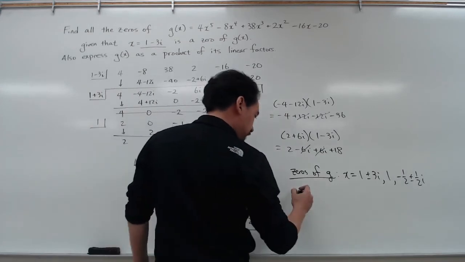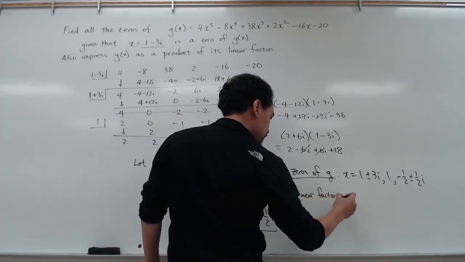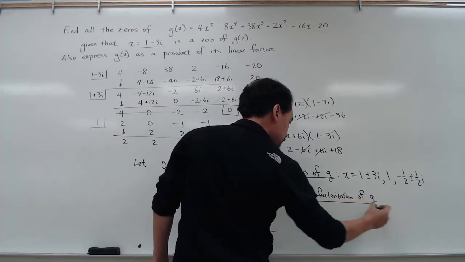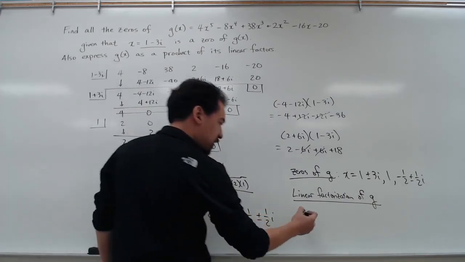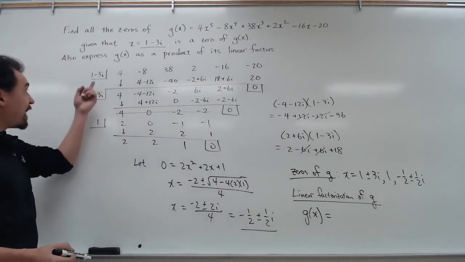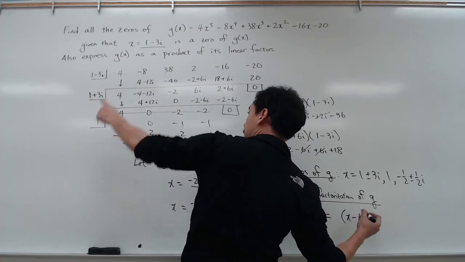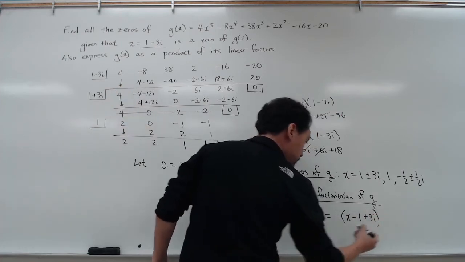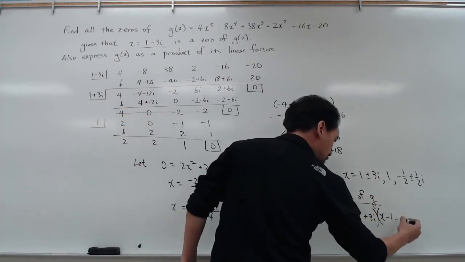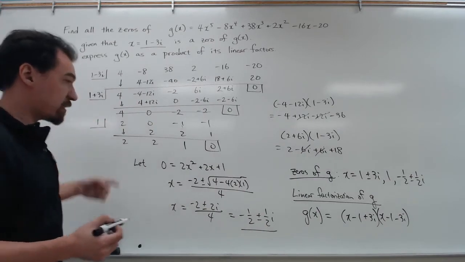Then finally, the linear factorization. This is going to say, list out all of the linear factors of G. So I have an x minus that. So I would write this as x minus 1 plus 3i, because I'm subtracting the whole thing. My next factor, x minus 1 minus 3i. And then for my next factor, I will have x minus 1.